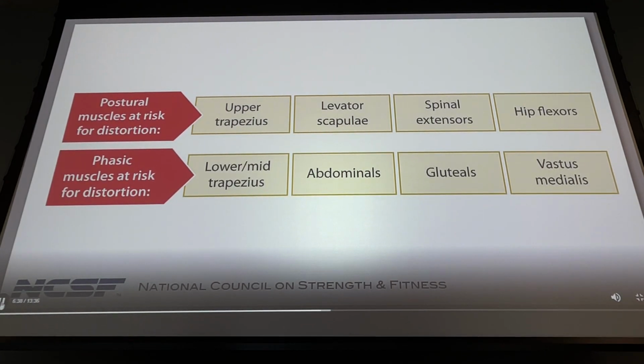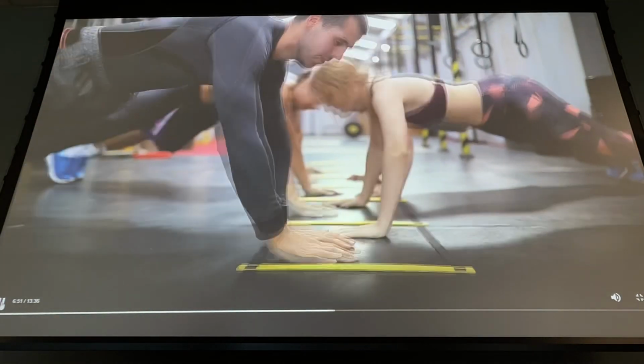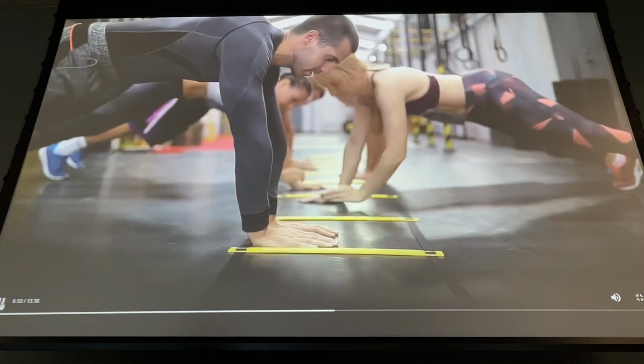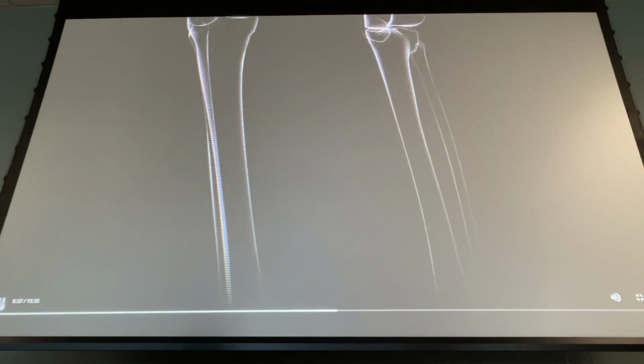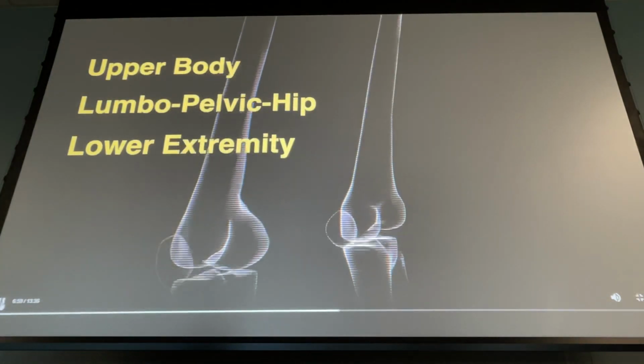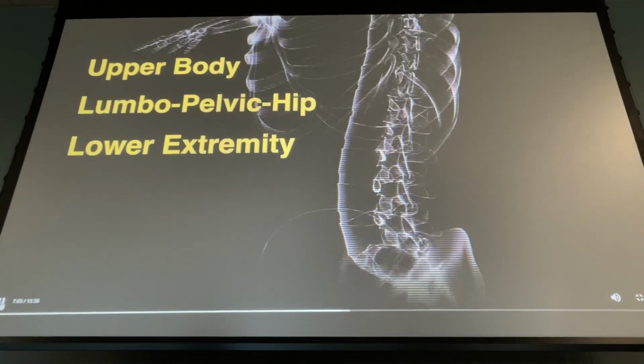Phasic muscles or movers at risk for distortion include the lower and mid-trapezius, abdominals, gluteals, and vastus medialis. Let's now take a look at specific distortions and how they impact function and training abilities. Postural distortions are usually categorized into upper body, lumbopelvic hip, and lower extremity issues.